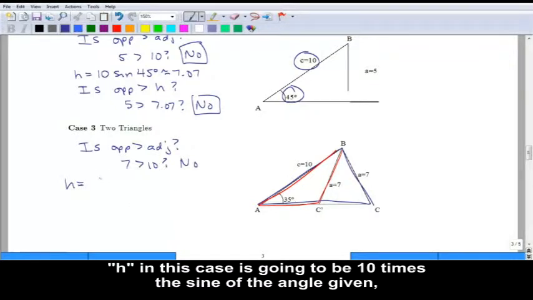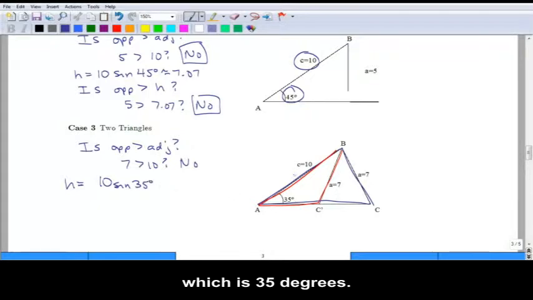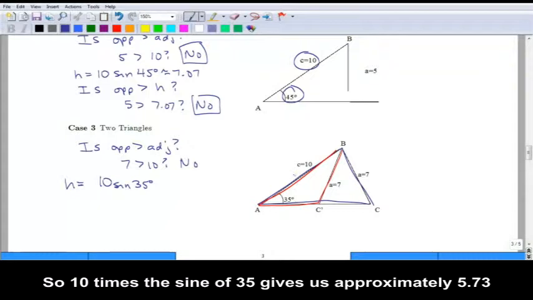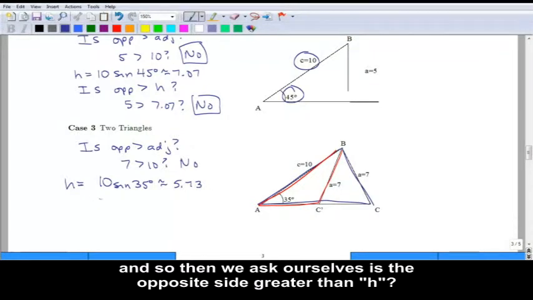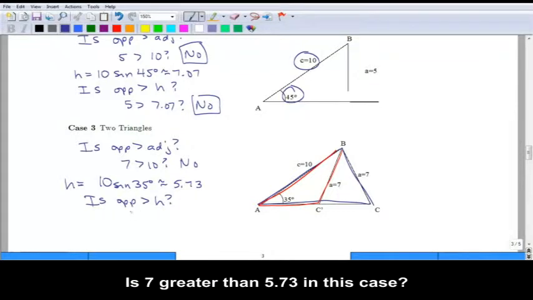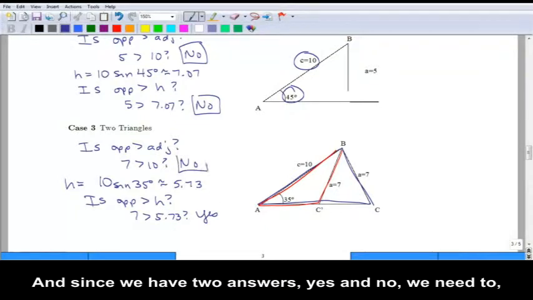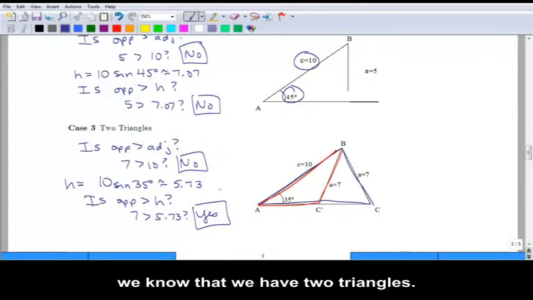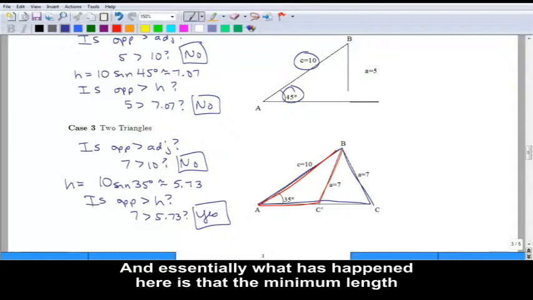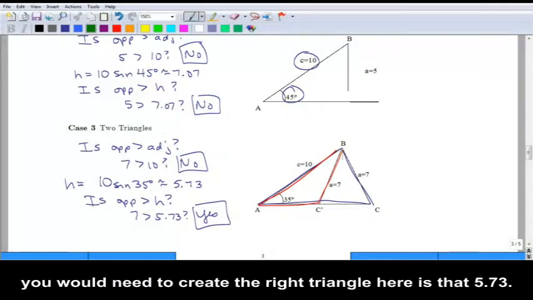H in this case is going to be 10 times the sine of the angle given, which is 35 degrees. So 10 times the sine of 35 gives us approximately 5.73. And so then we ask ourselves, is the opposite side greater than h? Is 7 greater than 5.73 in this case? Well, yes it is. And since we have two answers, yes and no, we know that we have two triangles. Essentially, the minimum length you would need to create the right triangle is that 5.73.